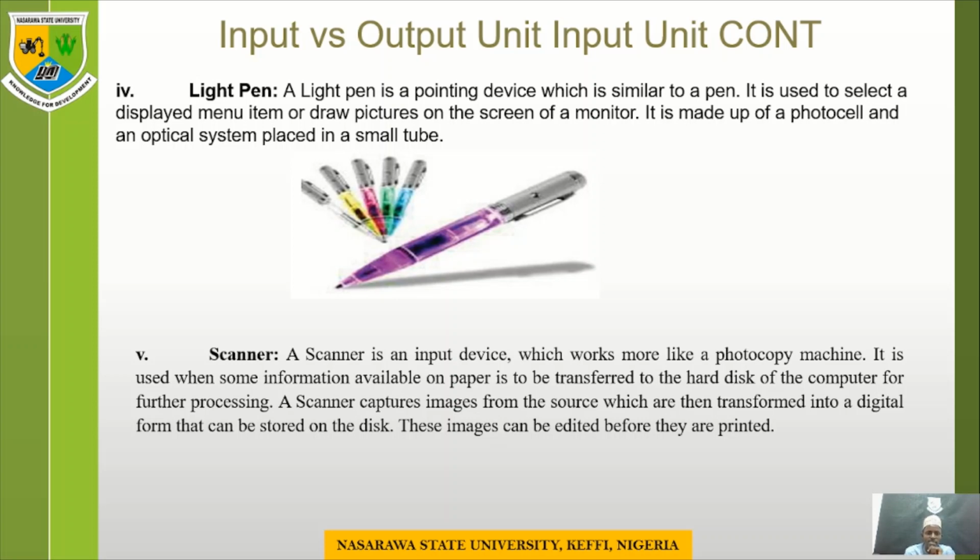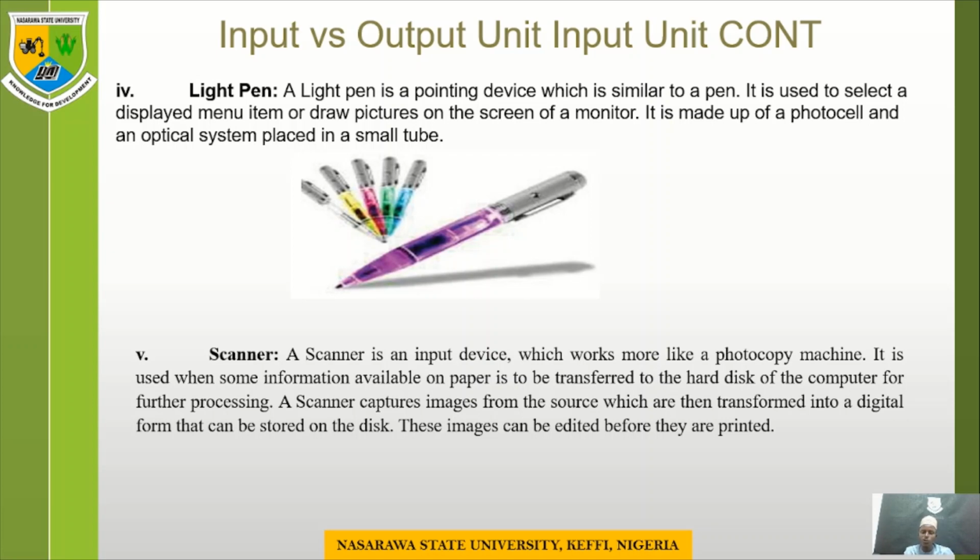Scanner, which is the last input device. A scanner is an input device which works more like a photocopy machine. It is used when some information available on paper is to be transferred to the hard disk of the computer for further processing. So you scan, you know what is meant by scanning. Whatever you scan will appear on your screen.